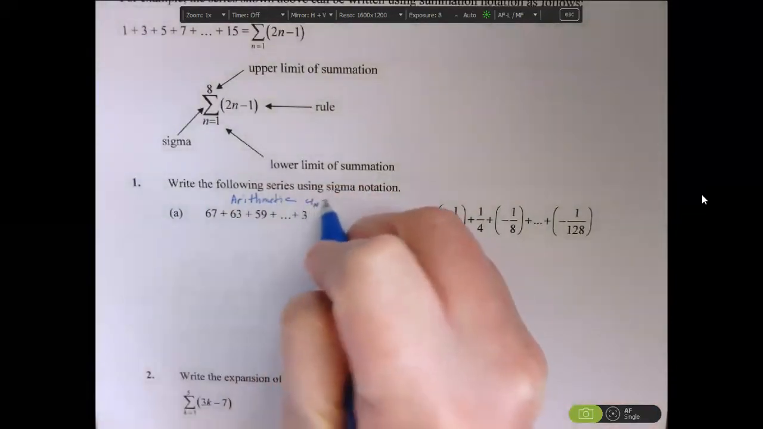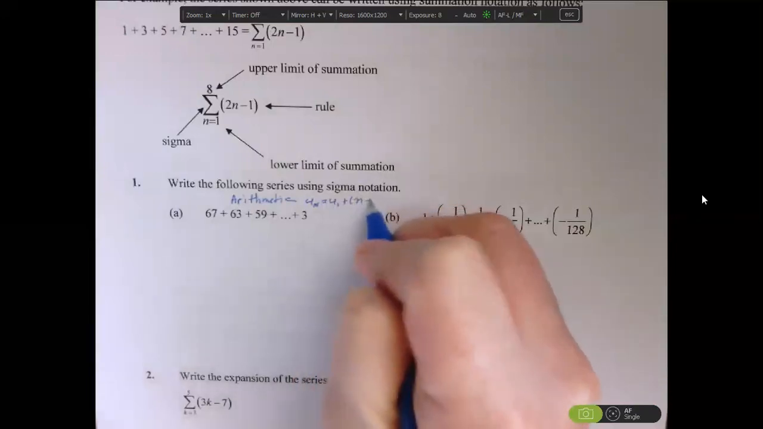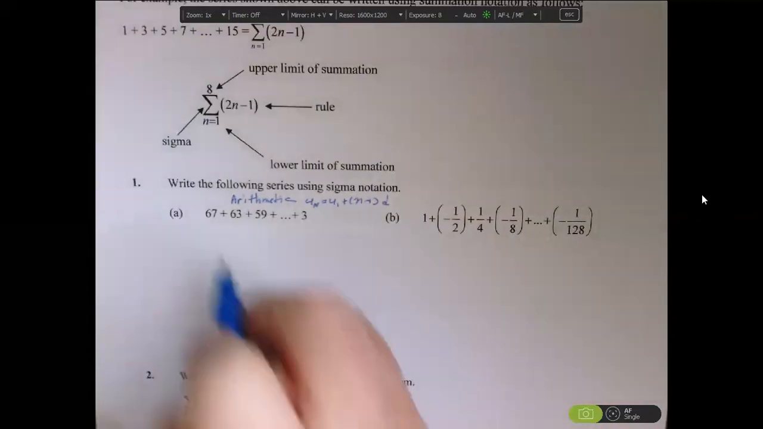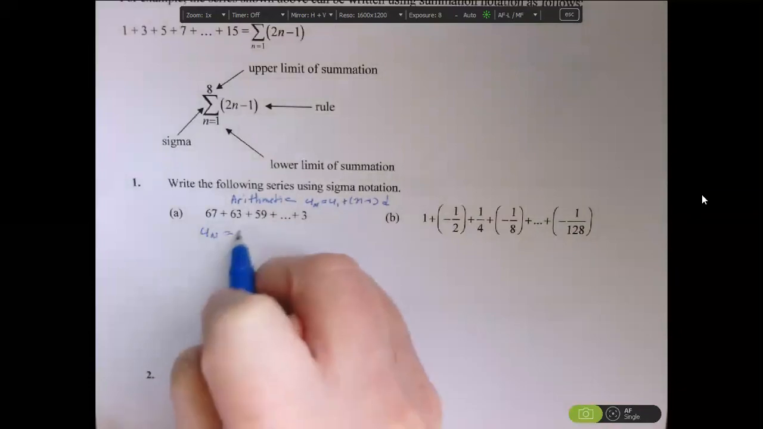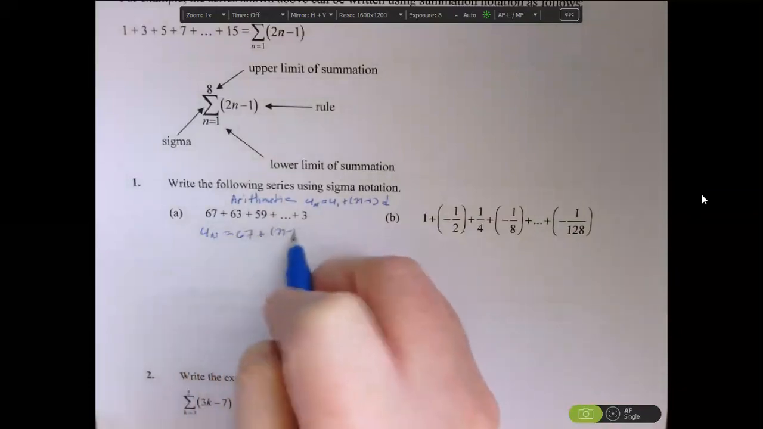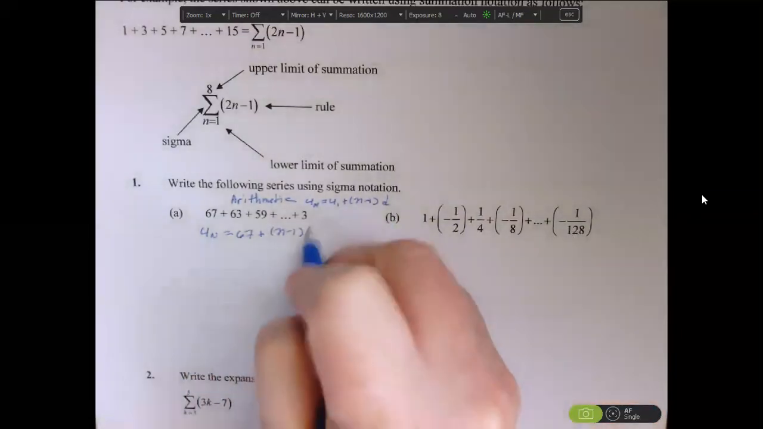U sub n equals U sub 1 plus n minus 1 times d. And we're going to put in everything that we know, not the n, because again, we're looking for the formula, looking for the rule, if you will. So U sub n is equal to the first term, which is 67, plus n minus 1 times my common difference, which in this case is negative 4.